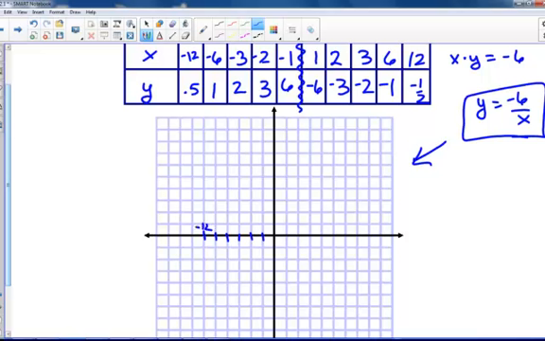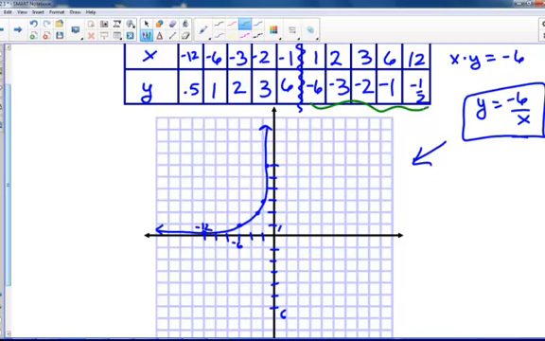I'm going to say that's negative 12. We'll go by 1s on the x, or the y. So negative 12 is positive 1/2. Negative 6 is positive 1. Negative 3 is positive 2. Negative 2 is positive 3. And negative 1 is positive 6. So this over here is going to go like this, never touching the x or the y axis.